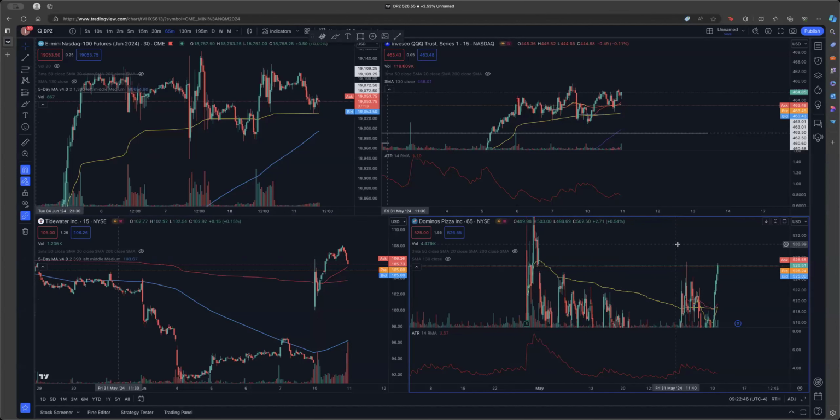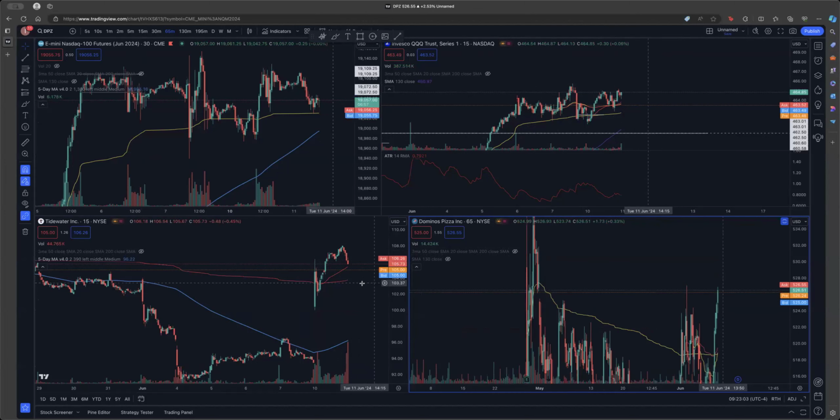These TDW, Domino's, all these stocks don't react much with the broader market. Domino's might move with the QQQ, but Tidewater is on its own. So that's something to keep in mind. TDW and Domino's are something we will be paying close attention to today for averaging up.